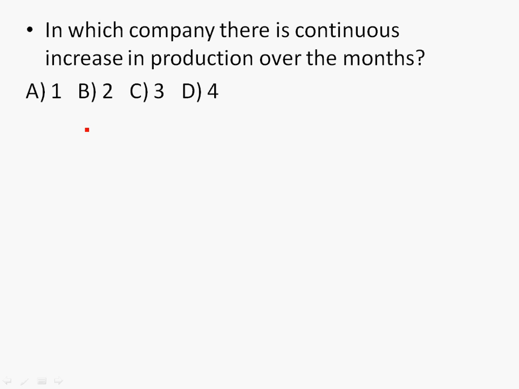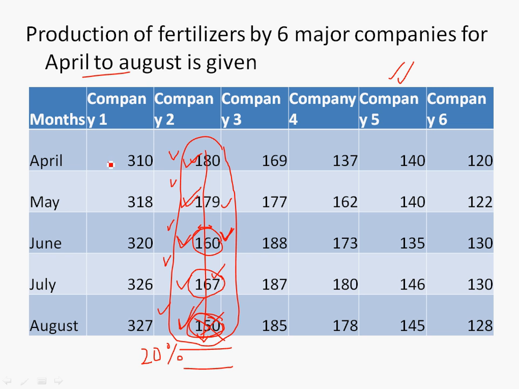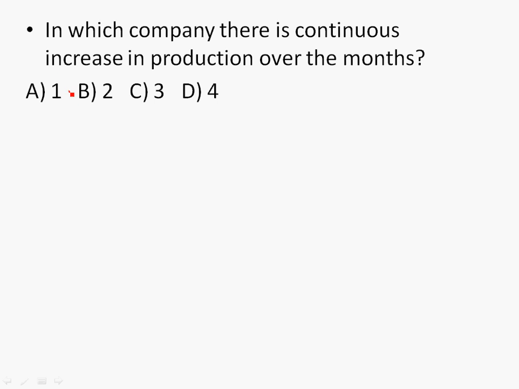Next question says, in which company there is continuous increase in the production over the months? So 1, 2, 3, 4 are the options. Continuous increase, just check for 1: 310, 318, 320, 326, 327. So obviously this is the right choice. So 1 is the right choice.